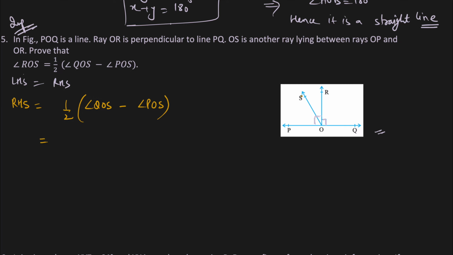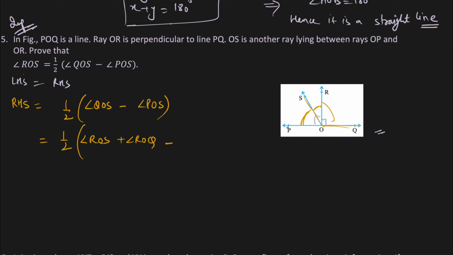QOS. Now what is QOS? From the figure you can see QOS is this angle plus this angle. Can I say that QOS is angle ROS plus angle ROQ, right? Minus now POS. Now what is this POS?